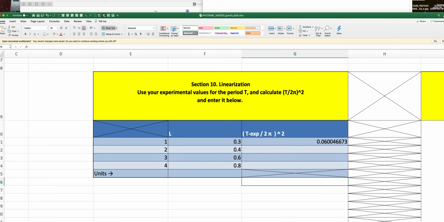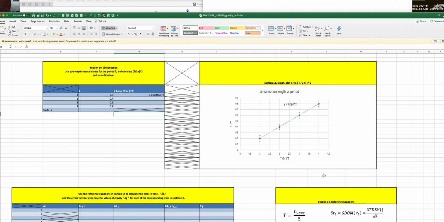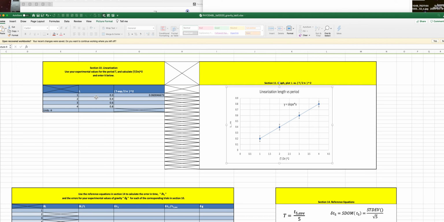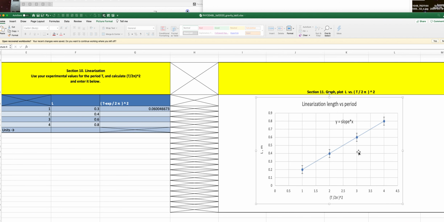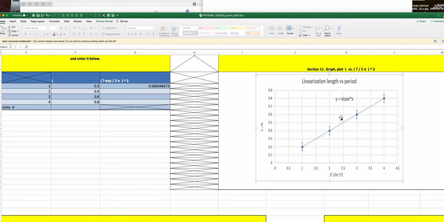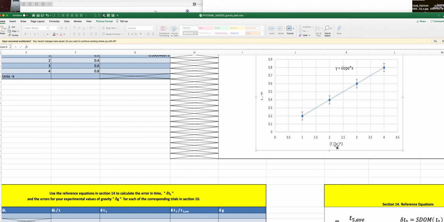And then once you've done that, you're going to create a plot here of length on the vertical axis and this number on the horizontal axis. And when you do that, you're going to enter that plot here. And here, the reason why I recommend that you use this equation versus the one that the manual gives you is that the slope is automatically going to equal gravity. So once you get your slope here, that's going to be your experimental value for gravity.